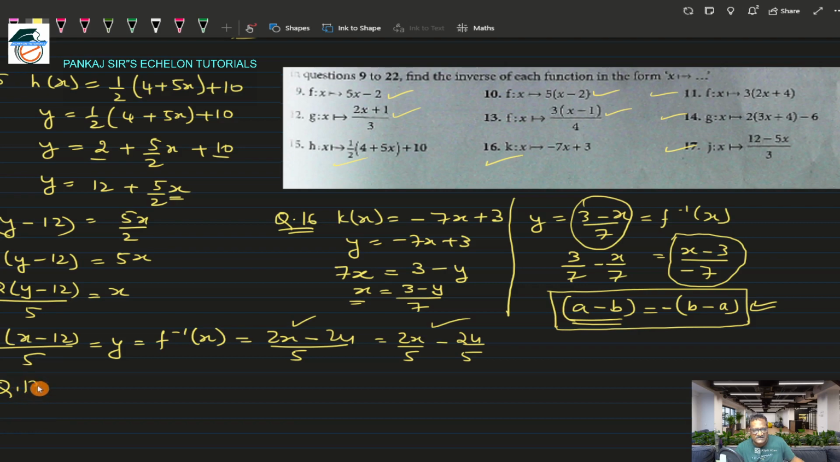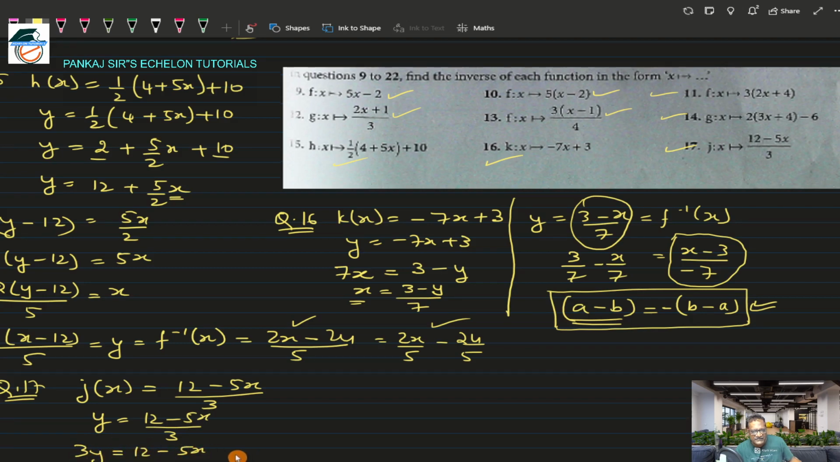So that was the answer to question number 16, and the last question of today's video, question number 17. You have g of x is equal to (12 minus 5x) upon 3. So let me take this as y equal to (12 minus 5x) upon 3. Now my job is to make this x the subject. So this will become 3y equal to 12 minus 5x.